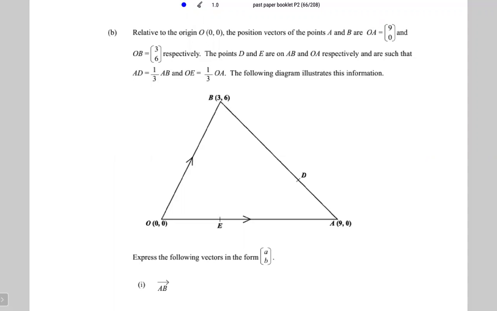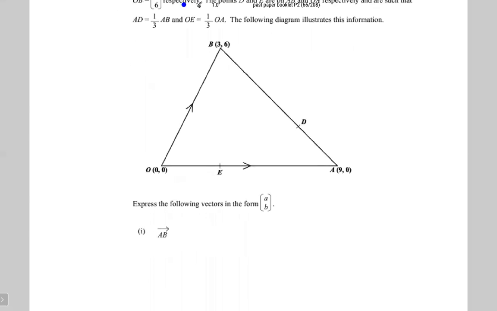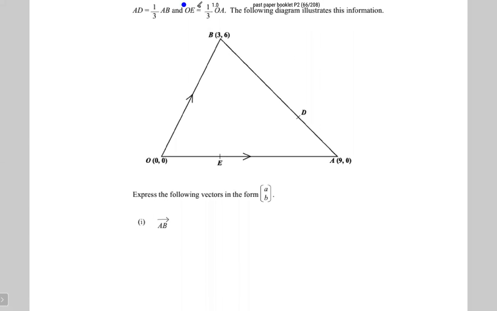This is asking us to express the following vectors in the form AB. Well, using triangular vectors is not as difficult as it might look. AB would actually be, you start at AO plus OB. Let's try the law of vectors.